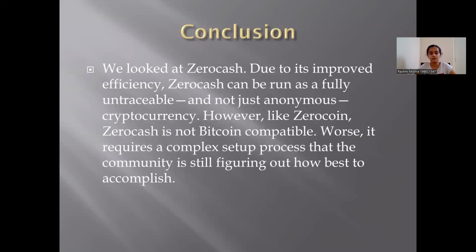In conclusion, we looked at Zerocash. Due to its improved efficiency, Zerocash can be run as a fully untraceable and not just anonymous cryptocurrency. However, like Zerocoin, Zerocash is not Bitcoin compatible. Worse, it requires a complex setup process that the community is still figuring out how best to accomplish.